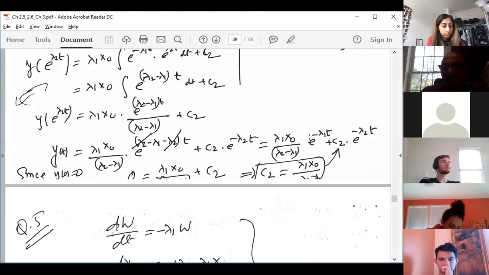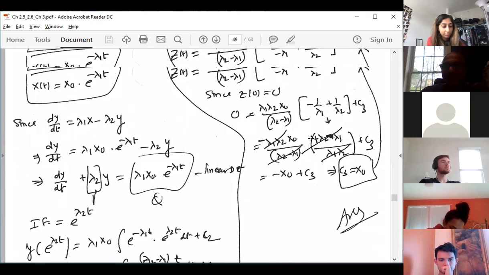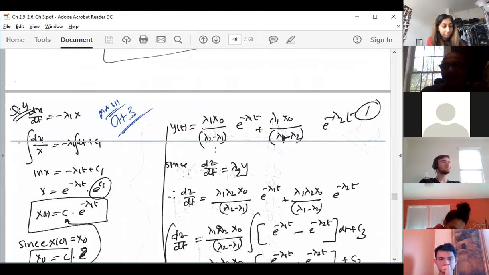Go back and plug this value of c2 over here in this equation. So we are getting yt. So now yt equal to this one, lambda 1 x0. This is my final yt.